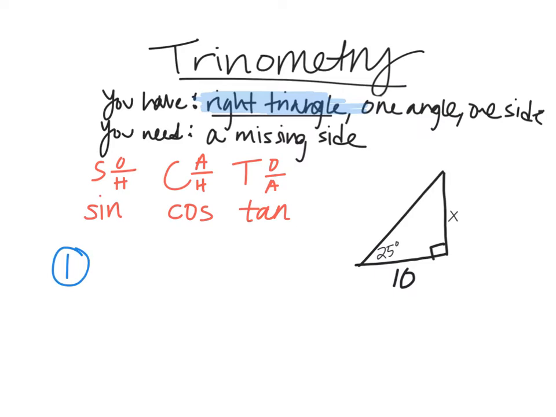We are given that we have an angle. This is our reference angle. Our reference angle is 25 degrees. Then we have the sides. We have the side 10. You don't know what x is. Okay. Let's look at this triangle.